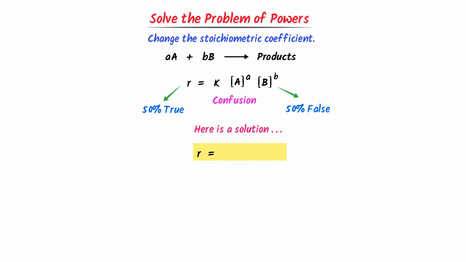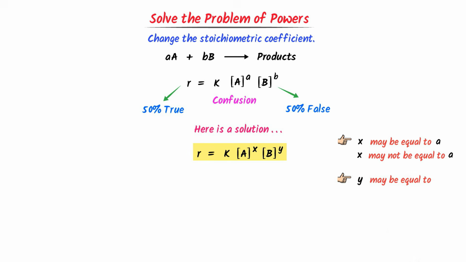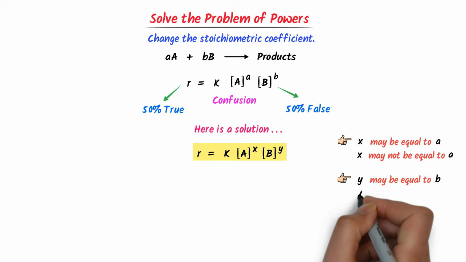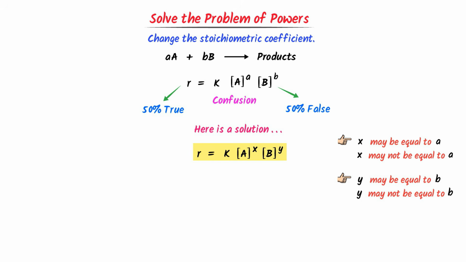In order to remove this confusion, here we present a solution. We write r equals k times the concentration of A raised to the power x, and the concentration of B raised to the power y. It means that x may be equal to the stoichiometric coefficient or it may not be equal to the stoichiometric coefficient. Similarly, y may be equal to the stoichiometric coefficient or may not be. This is the complete form of the rate law expression which we will use to calculate any numerical problem.